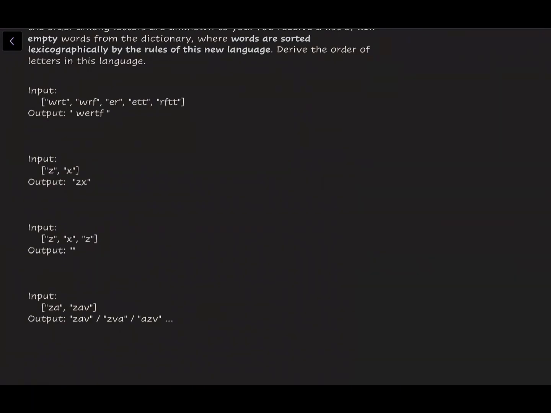Let's still look at the first example. So based on the explanation of each example, we know we want to compare words pair by pair. So the first pair is WRT, WRF. And from this pair, we know T is before F. And we want to construct a graph using the information we get from the array. In this pair, we know there's an edge between node T and node F. And node T has an arrow pointing to F, because T is before F.